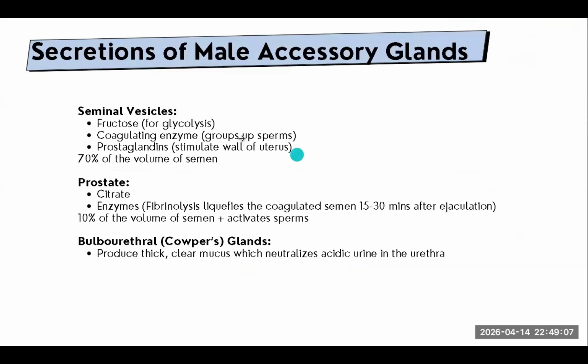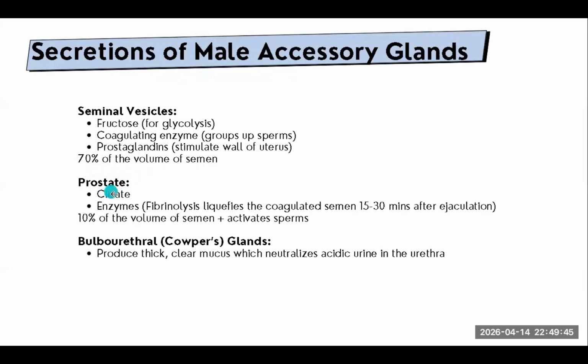Now let's talk about some very important secretions of the male accessory glands. The first secretions are given by the seminal vesicles. They produce fructose, which is used for glycolysis by the sperm. They also produce coagulating enzyme, which groups up sperms, from the name coagulating, coagulation. And they also produce prostaglandins, which stimulate the wall of the uterus. And a very important number over here is that 70% of the volume of semen is produced by the seminal vesicles, okay?